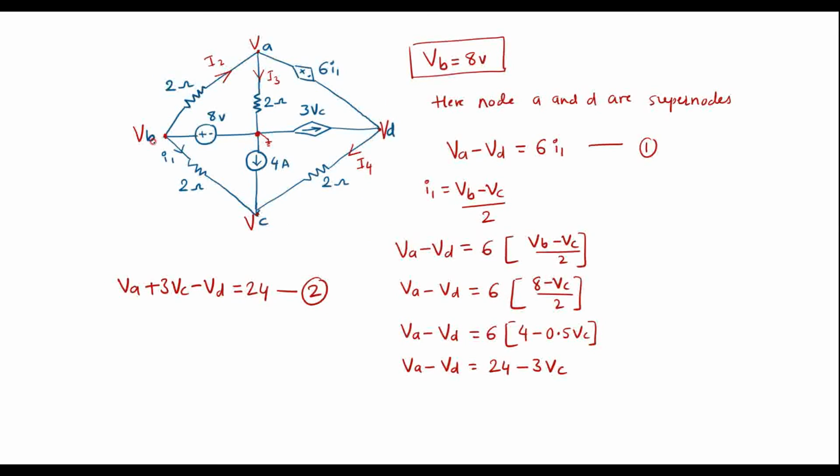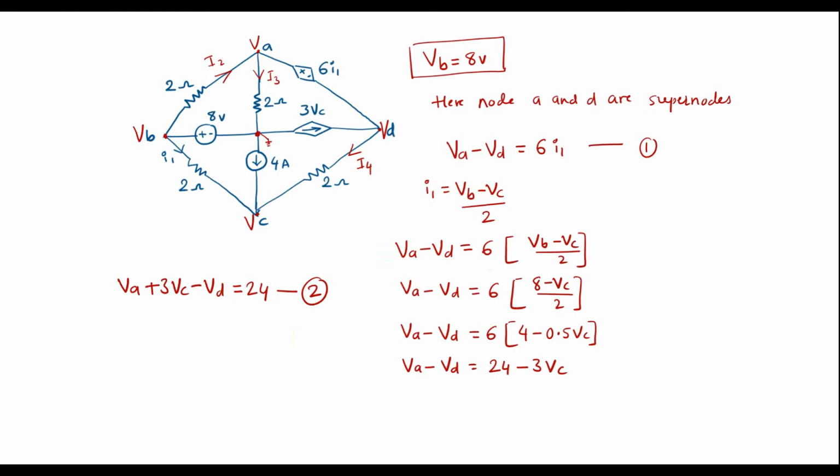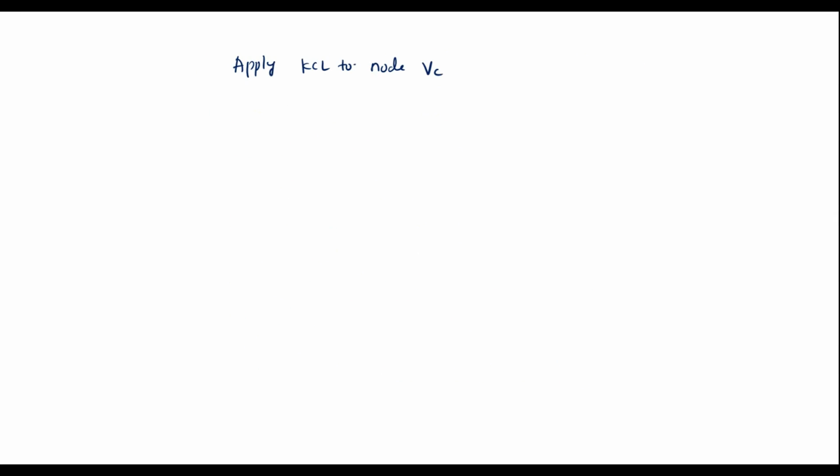So here the Vb node is over, Va and Vd are supernodes. The left out node is Vc, so this is the independent node. Now we are supposed to apply KCL to node Vc. KCL says incoming current is equal to outgoing current. Here I1, 4 and I4 are incoming, outgoing is 0. So I can write I1 plus 4 plus I4 is equal to 0.